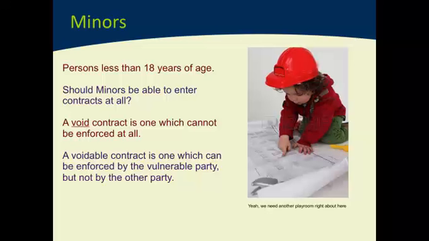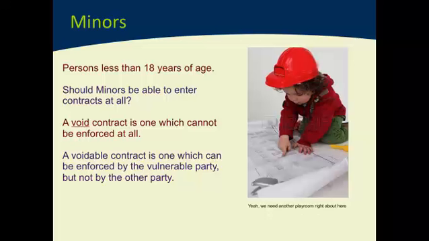Now, a voidable contract presumes that there are two parties, a strong position party and a vulnerable party. In this case, obviously looking at minors, we're talking about an adult contracting with a minor. Now, a voidable contract can only be enforced by the vulnerable party.